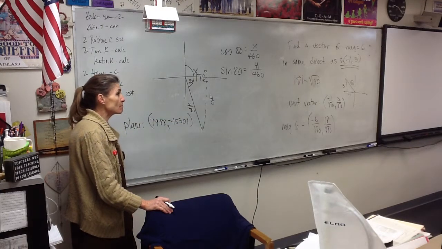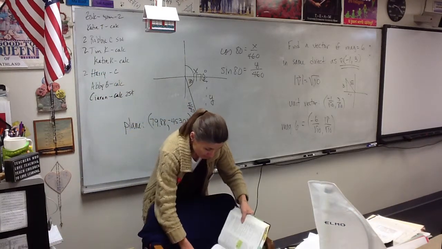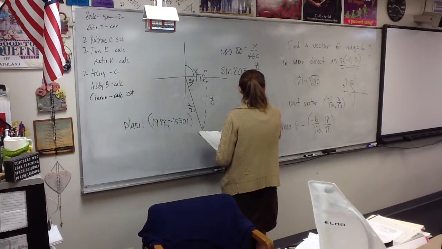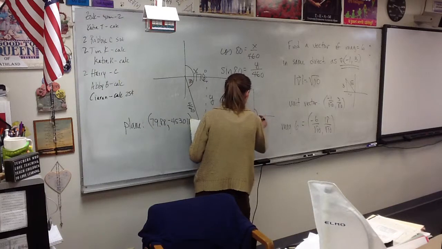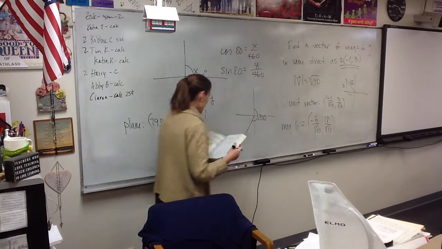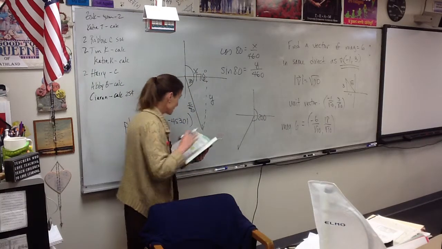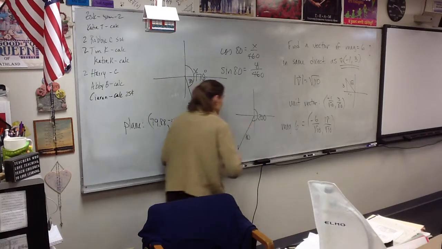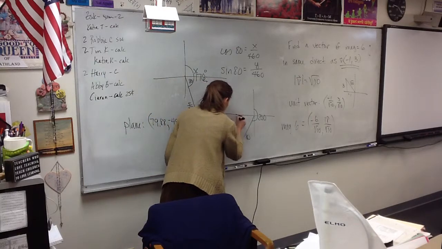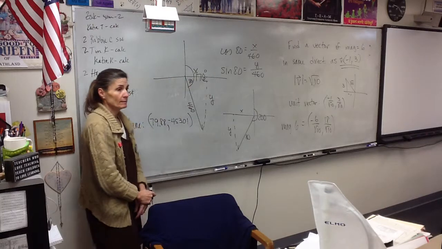Now, can you do the same thing right now for the wind? They give you the magnitude and direction of the wind. Bearing is 200 for the wind, so that's going to be over here. Here's my wind, and the magnitude of the wind is 80. Can you find the x and the y for the wind?